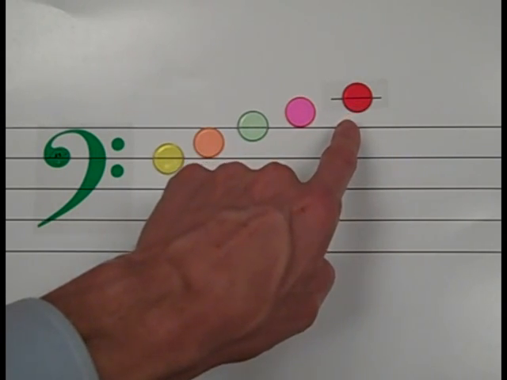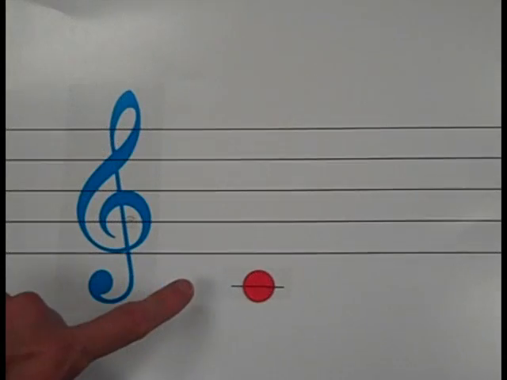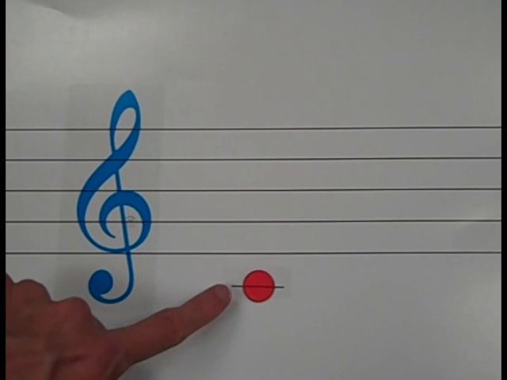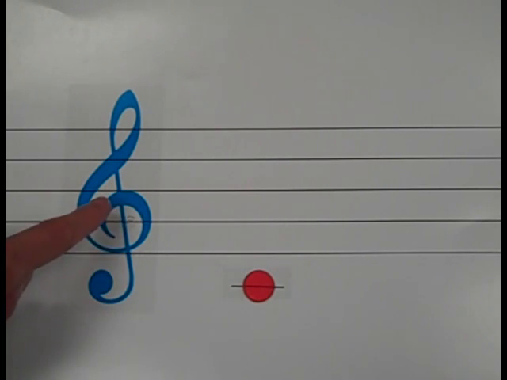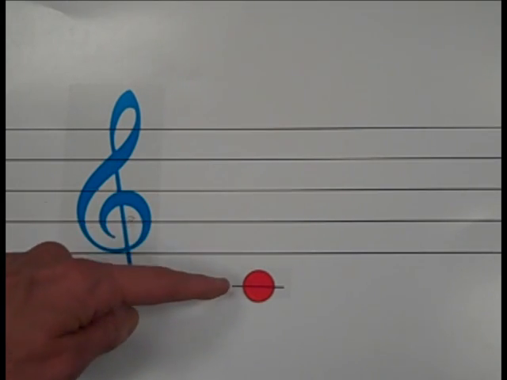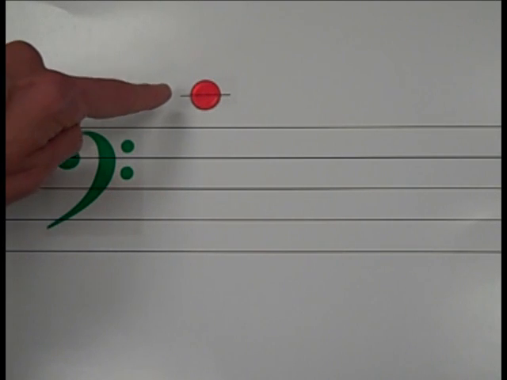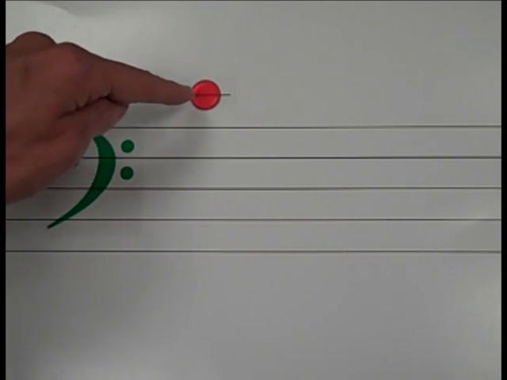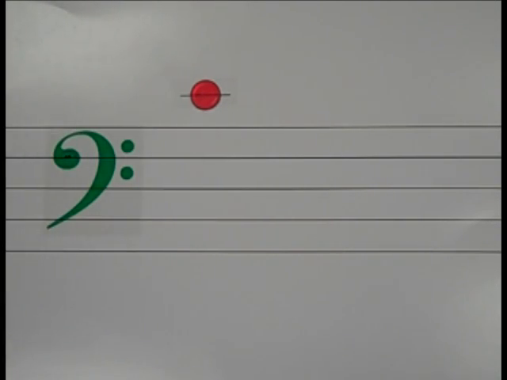It's the same note as this. When we're in the treble clef, middle C is found here on the first ledger line below the staff. In the bass clef, middle C is found here on the first ledger line above the staff.